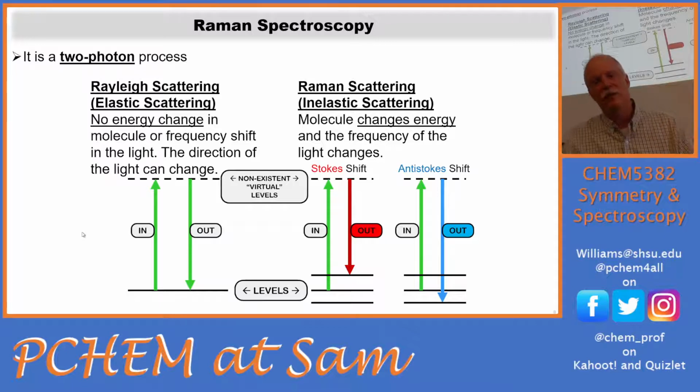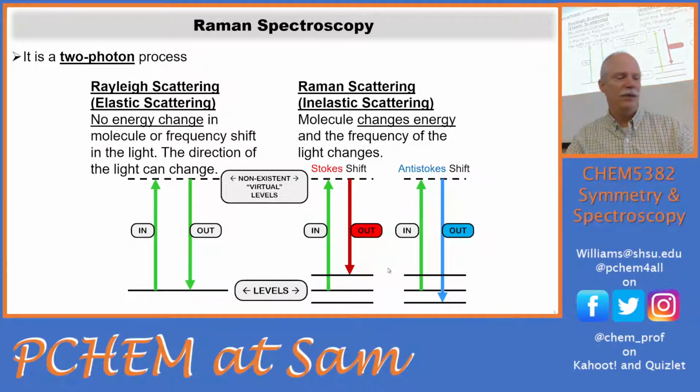So then we've talked about Raman spectroscopy and Rayleigh scattering. It's also useful in rotational spectroscopy.